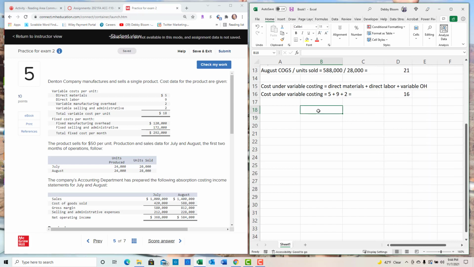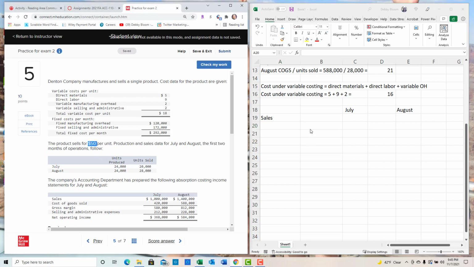Actually, what I'm going to do is put July here, and I'll make this a little smaller. And then we'll put August here so I can do the calculations. So the first thing that we're going to start off with is sales. Our sales are going to be the number of units sold multiplied by the selling price, which was given in the problem as 50.